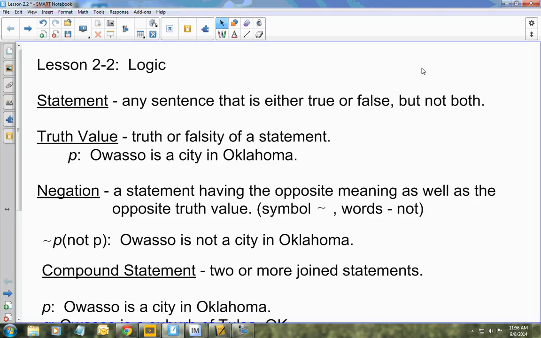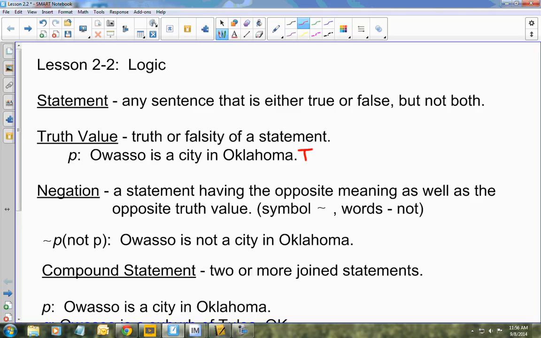And when we talk about a statement, we use a lowercase letter. Let's say I had the statement, Owasso is a city in Oklahoma. What would the truth value of that be? It's a city in Oklahoma, isn't it? So that would be a true statement.